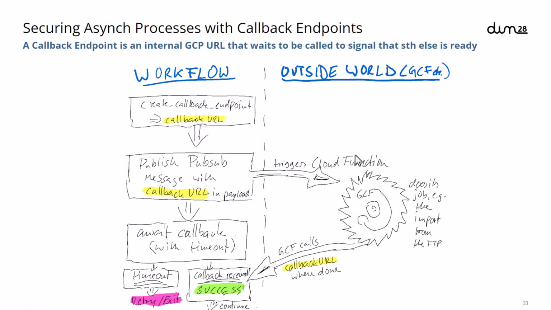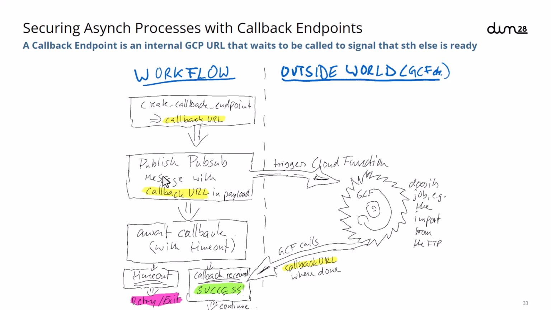This is the workflow on the left side, and the right side is the outside world, and something's got to happen in the outside world, and the workflow needs to be informed when that thing is finished. With outside world, I also mean something like Google Cloud Functions, or anything that's not directly inside of the workflows world. So we first have to create a callback endpoint. This is a one-liner or three-liner in YAML within the workflow.